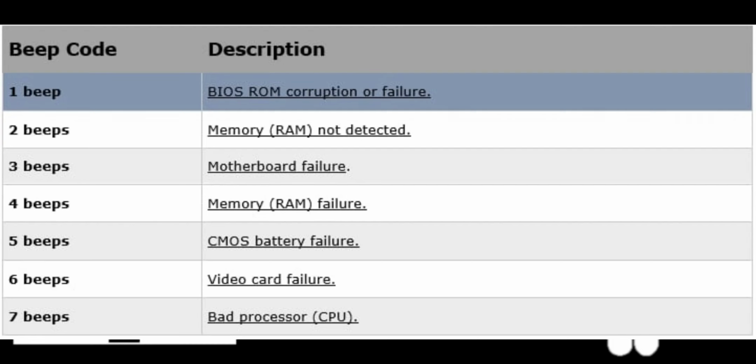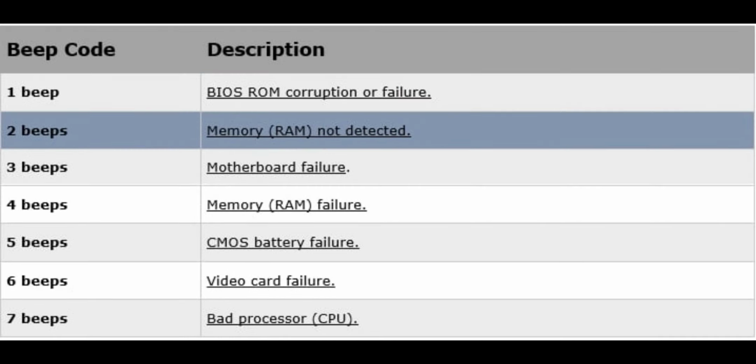Now, if you hear one beep, it means there is a BIOS failure or corruption. If we can hear two beep sounds, it means that the memory or the RAM is not detected. To fix this problem, we need to troubleshoot the motherboard, and we can reset or replace the memory.